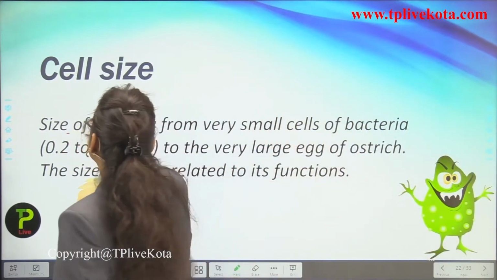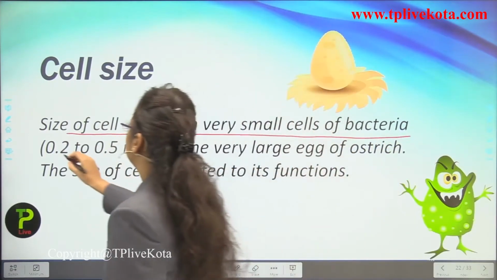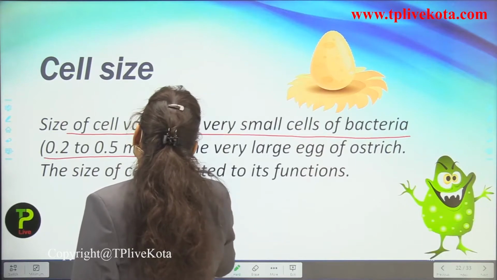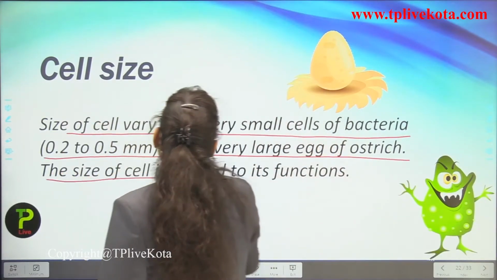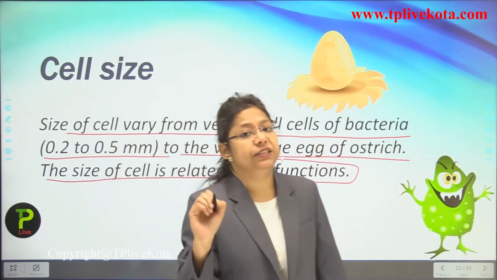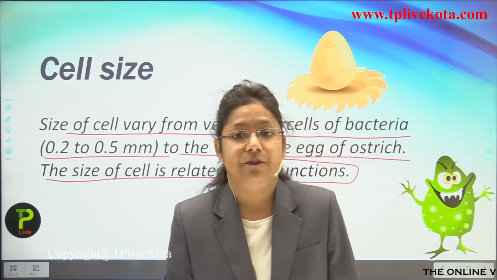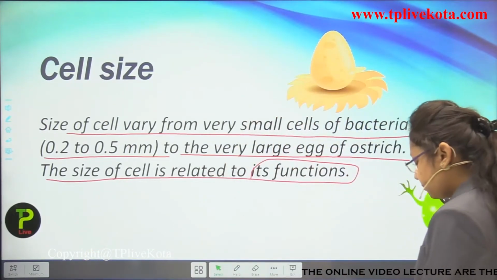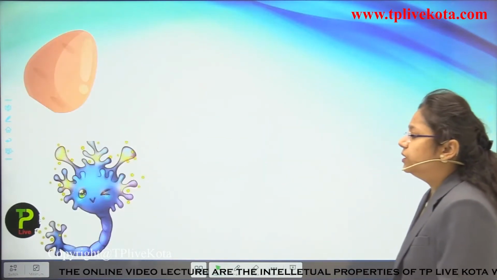Size of cells varies from the very small cells of bacteria, 0.2 to 0.5 micrometer, to the very large egg of the ostrich. The size of the cell is related to its functions. Now, the size of the cell is just and only related to the functions it performs. Okay, now we are going to take a quick view of cell size.